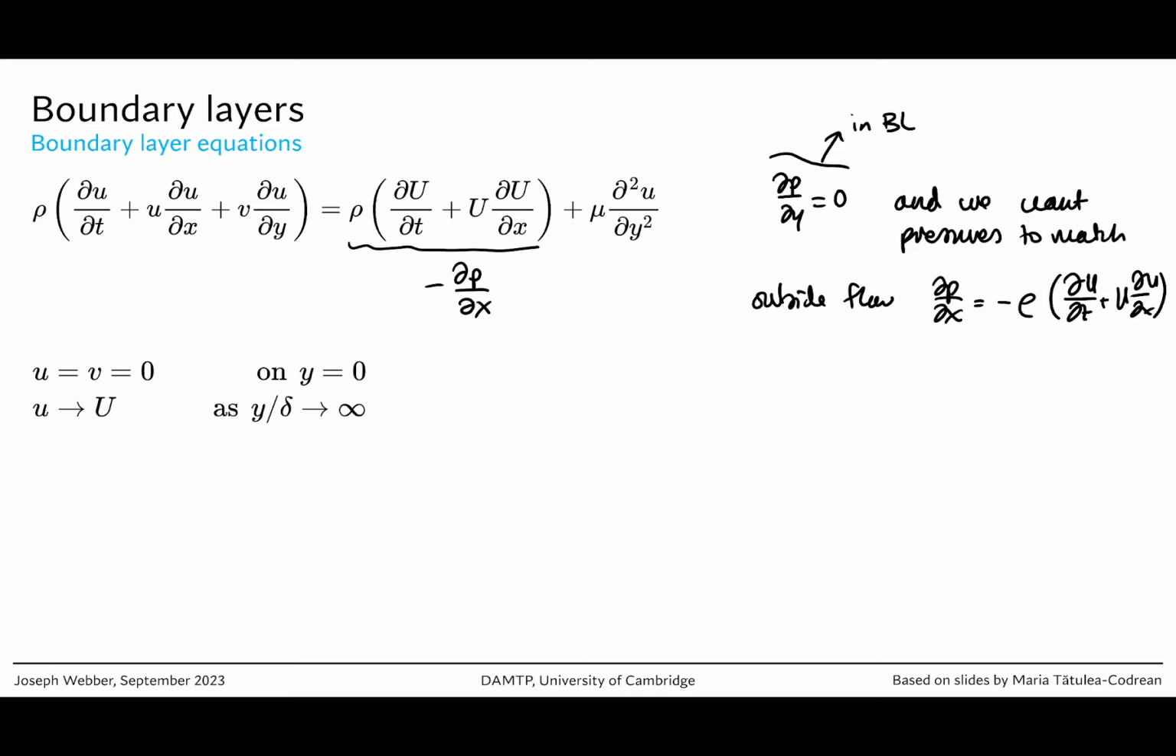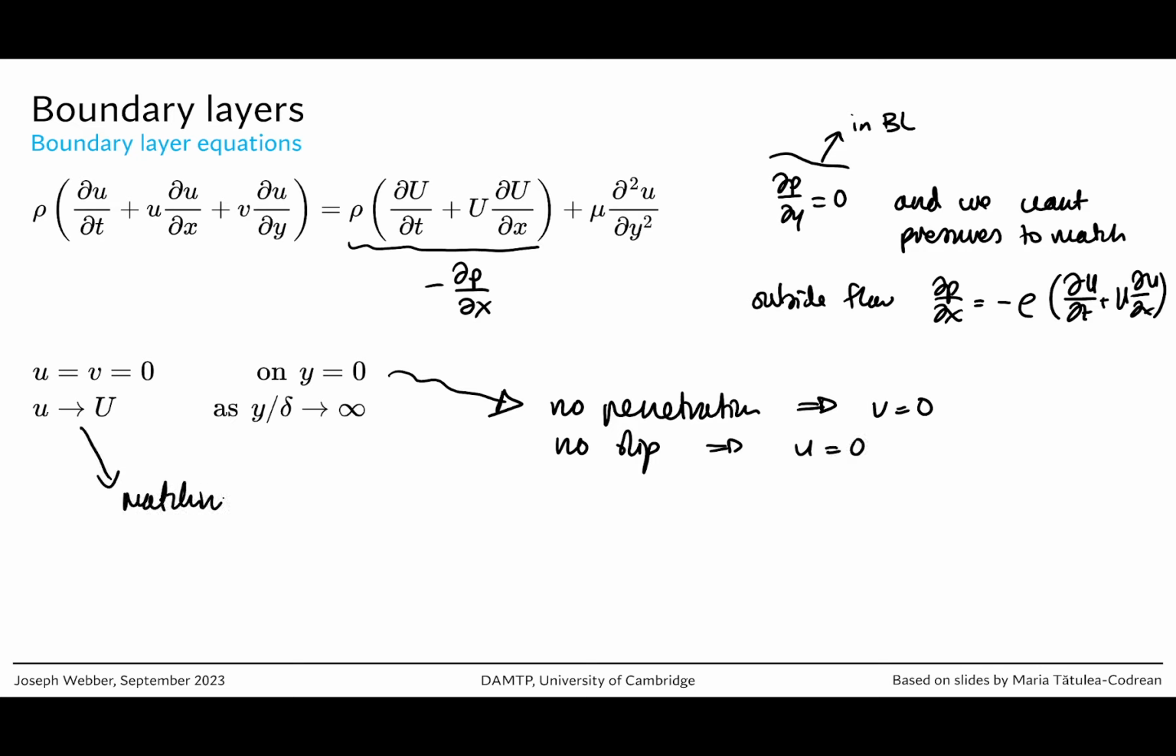And let's think a little bit about the boundary conditions. So we need no penetration on the boundary. That implies that V is 0. And we need no slip. We can impose a no slip condition because we're dealing with viscosity here. So this is u equals 0 at y equals 0. And this just comes from matching with the outside flow.